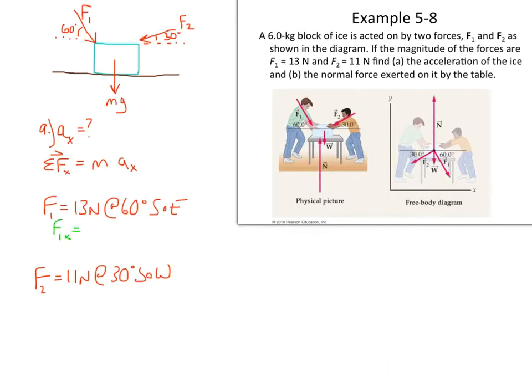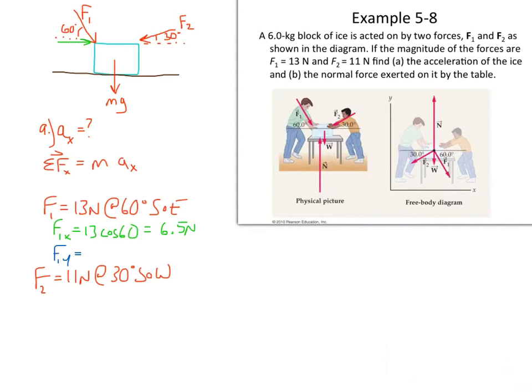F1x is what? How do we get the x component of a vector? Magnitude times the cosine of theta, right? So 13 cosine of 60 degrees. What do we get? 13 cosine 60. I get 6.5 newtons. Now, before we go any further, let's ask ourselves, this x component right here, is that positive or negative? It's positive, right? So we can leave that as is. But let's do the y component.